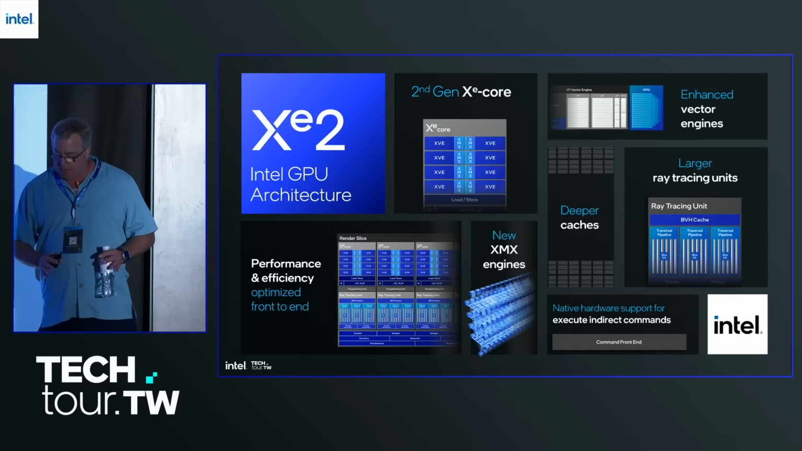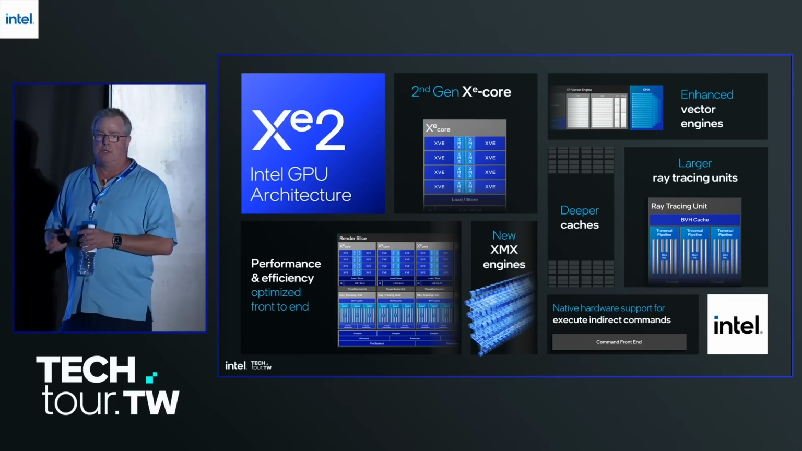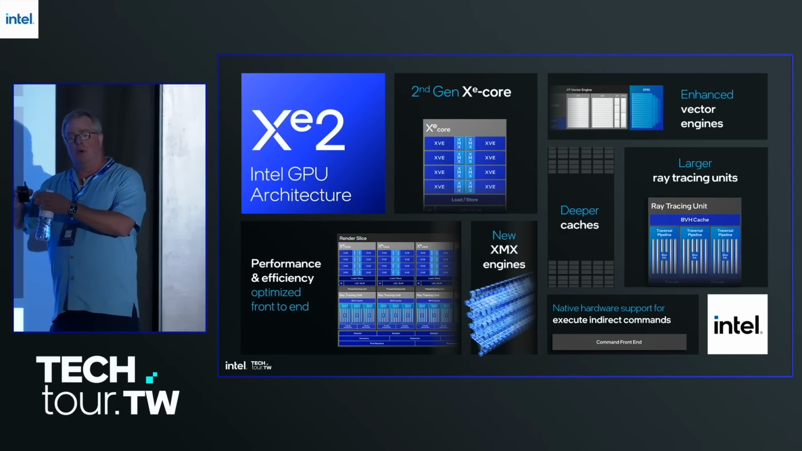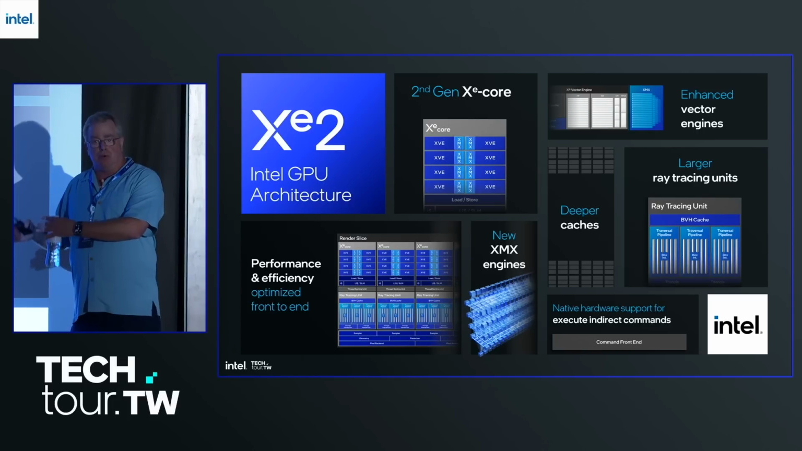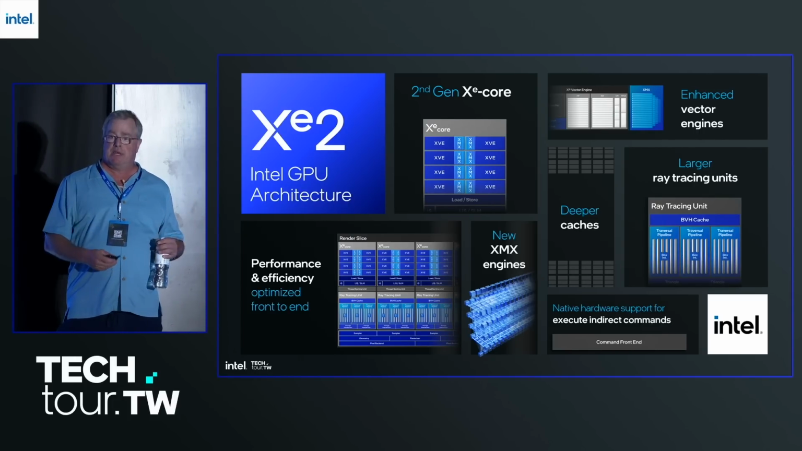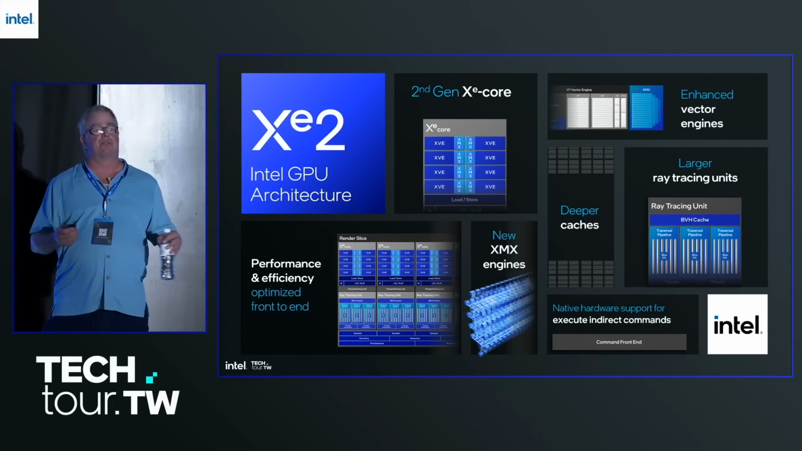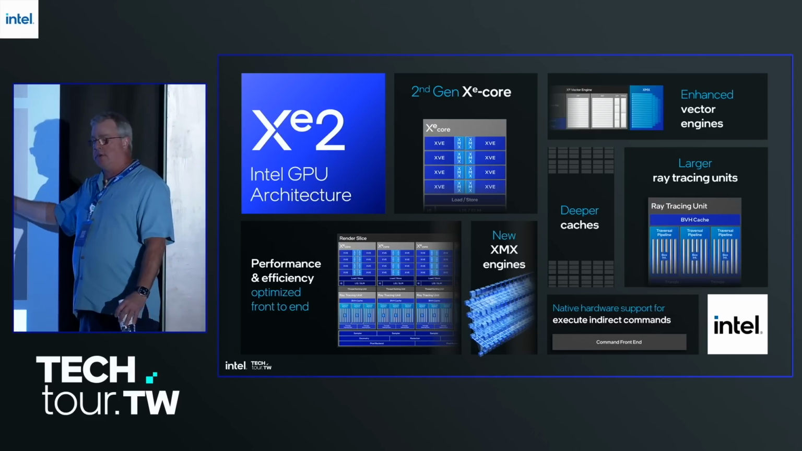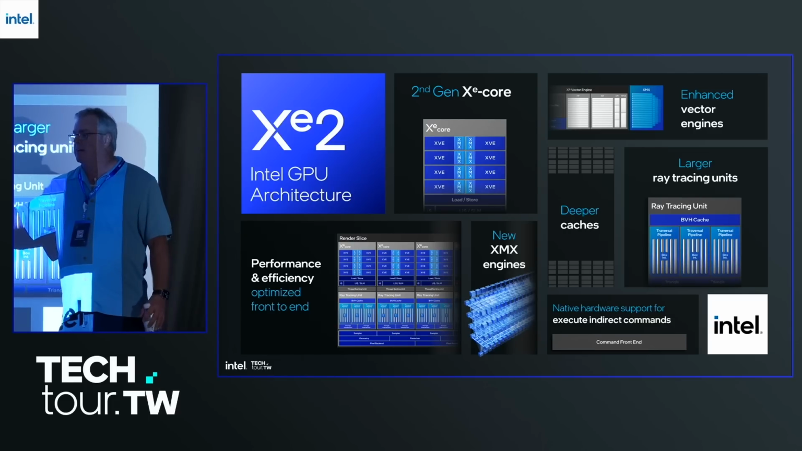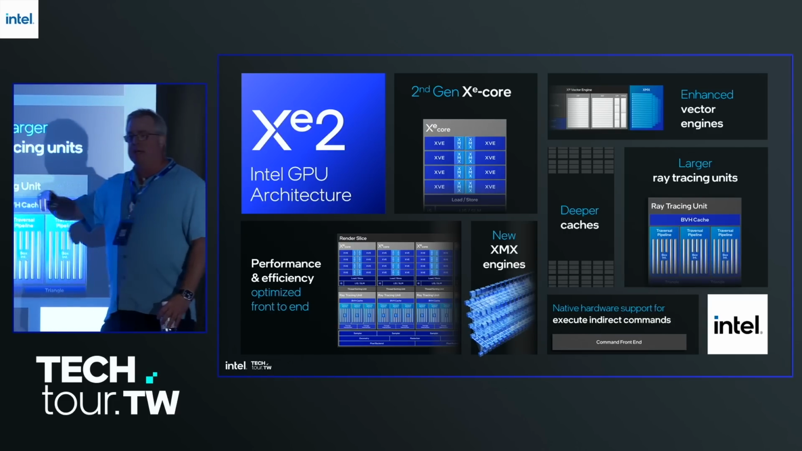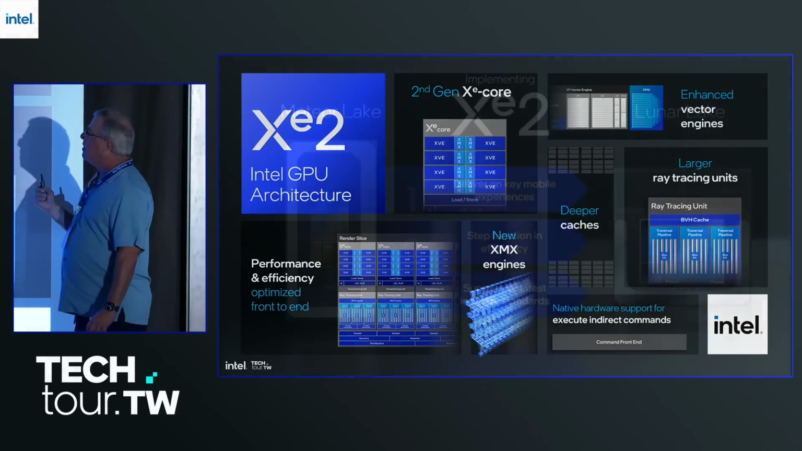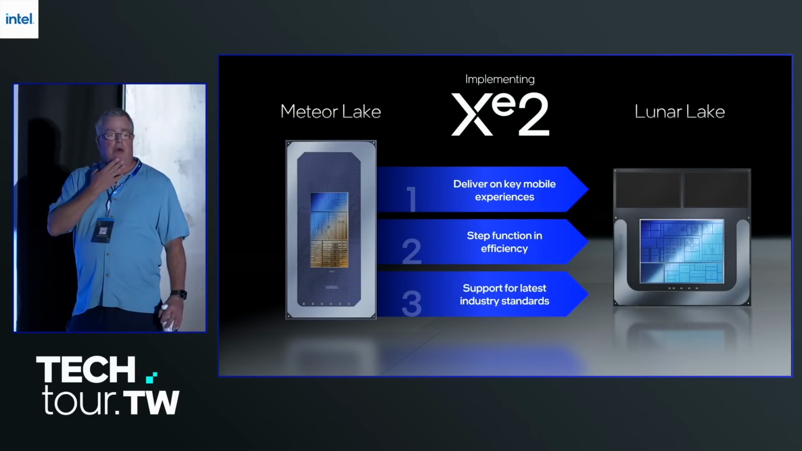And the key thing to remember is this architecture is going to go multiple places. On the one hand, it's going to go down effectively into a Lunar Lake configuration. On the other hand, it's going to go up into a Battlemage configuration. Okay, so both are supported natively by this architecture. That's why I don't call it Xe2 HPG. It's just Xe2, and it's going to cover the entire gamut of configurations. All right, so let's talk a little bit about Lunar Lake.